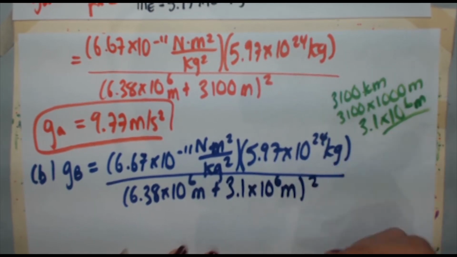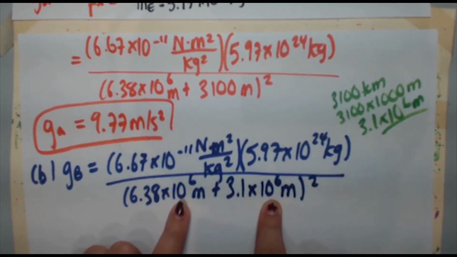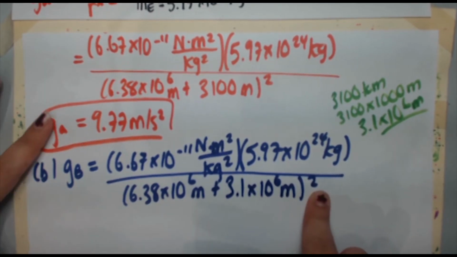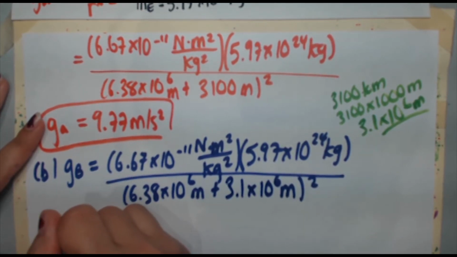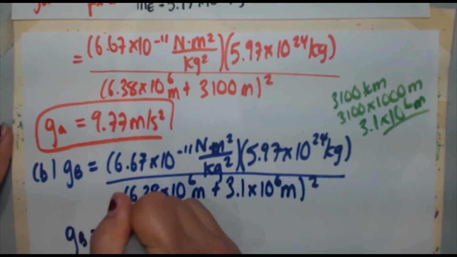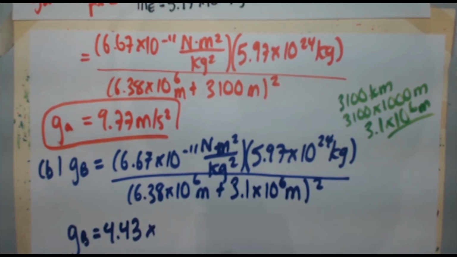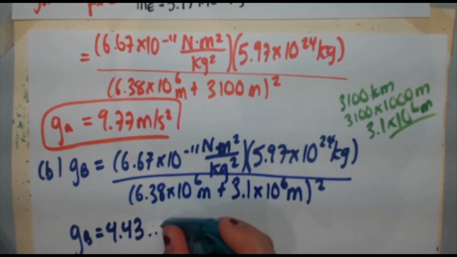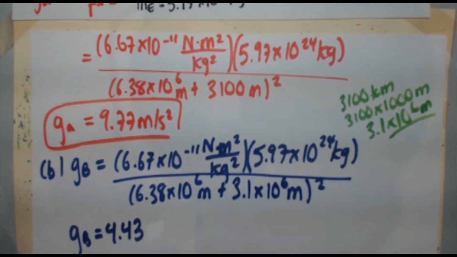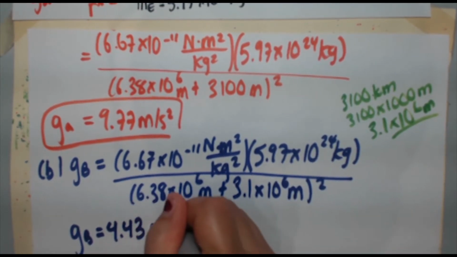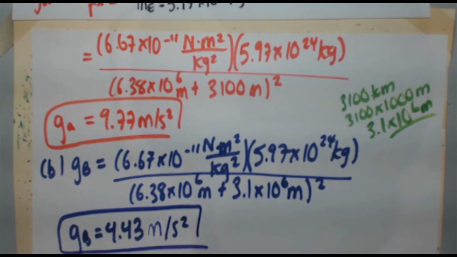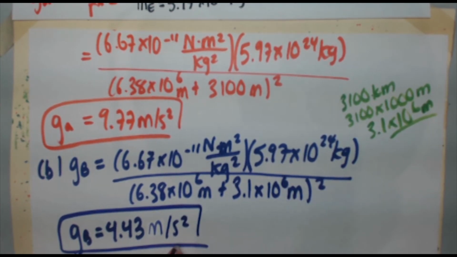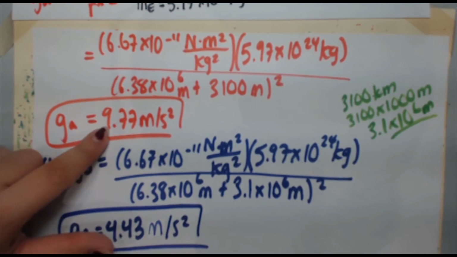So you can already see now both of these numbers are on the order of 10 to the 6. It's going to have a much different effect now. And you square that number. When you plug all this into your calculator, you are going to get g_B equals 4.43 meters per second squared. And you can see that's pretty much half of the actual acceleration due to gravity at the Earth's surface. So if you travel far enough, it does decrease. Otherwise, it pretty much stays the same.